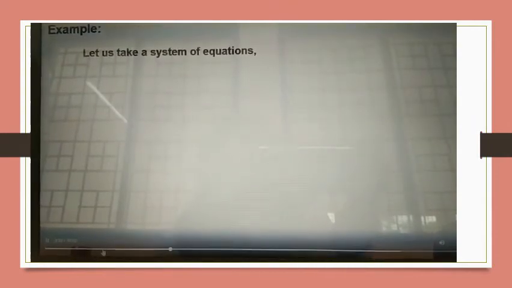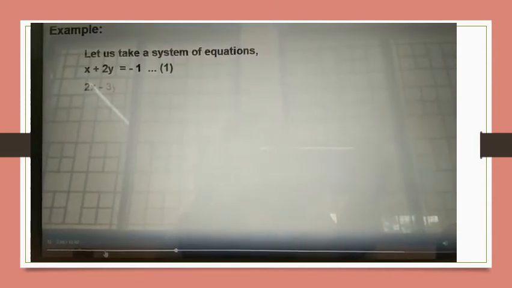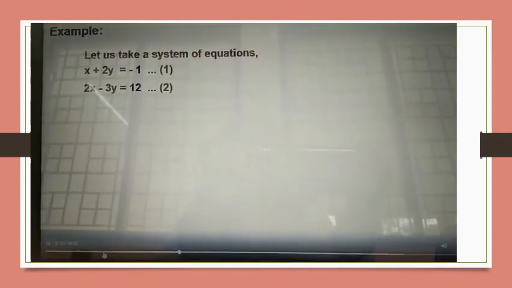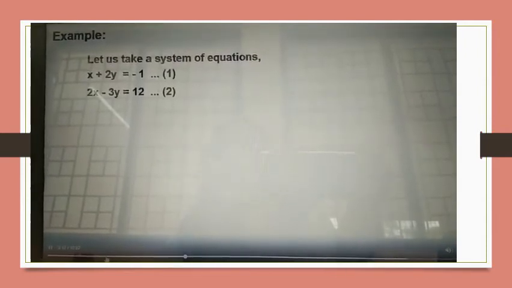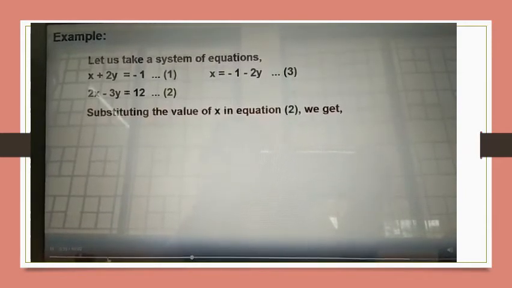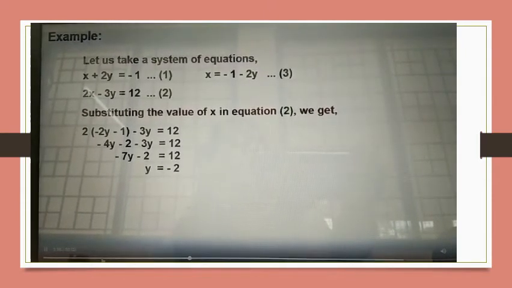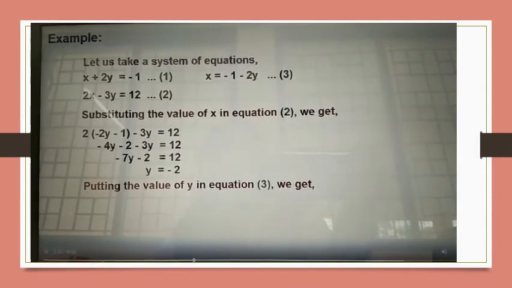Let us take the system of equations x plus 2y is equal to minus 1 and 2x minus 3y is equal to 12. To find the value of x, express equation 1 in terms of y. Then substitute the value of x in equation 2, we get the following. Now, putting the value of y in equation 3, we get the following.